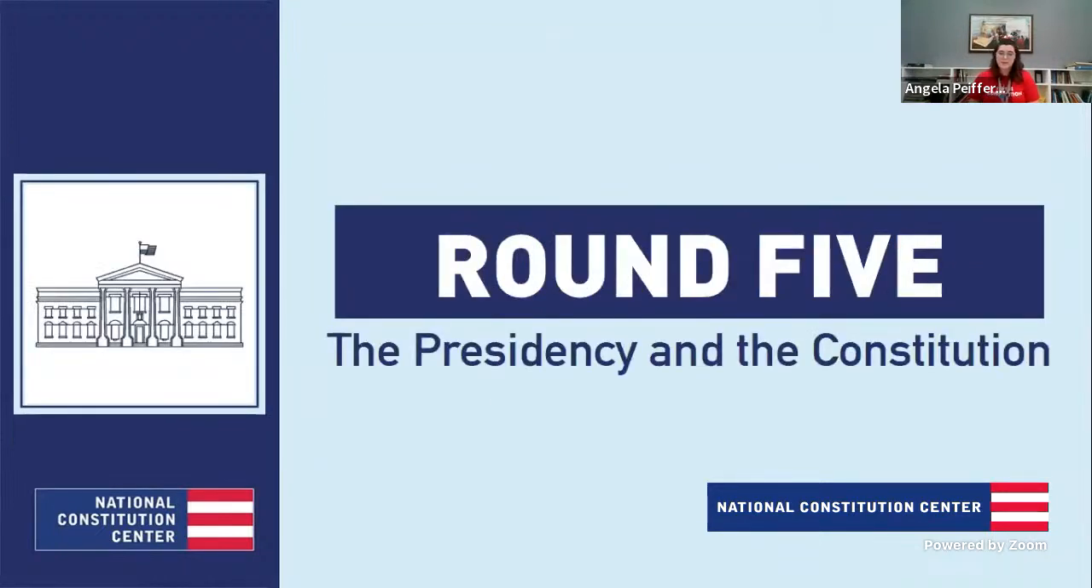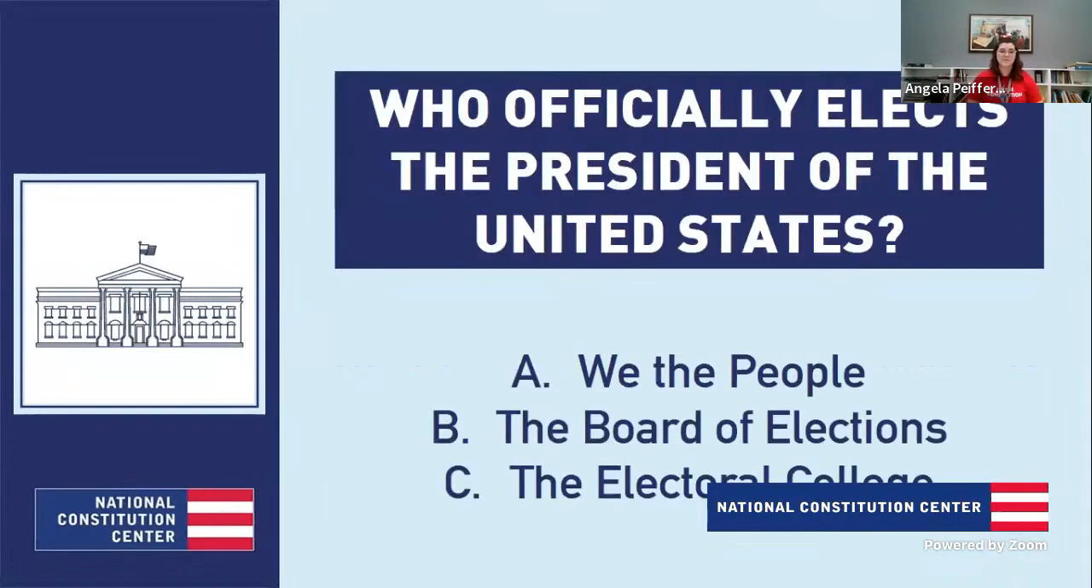All right, so that'll close out round 4. We have one left, just 5 more questions. Let's finish this up here. The presidency and the Constitution. So we're going to be looking all at Article 2 here of the Constitution. Who officially elects the President of the United States? Is it A, we the people, B, the Board of Elections, or C, the Electoral College? Who officially elects the president?